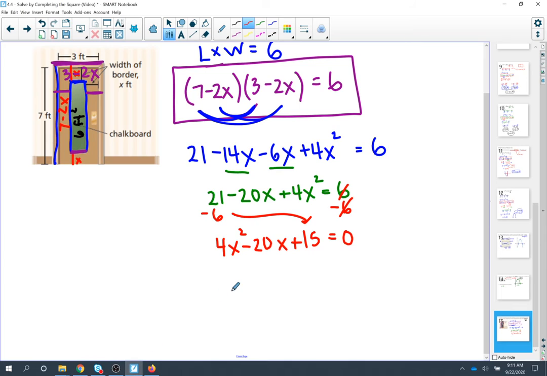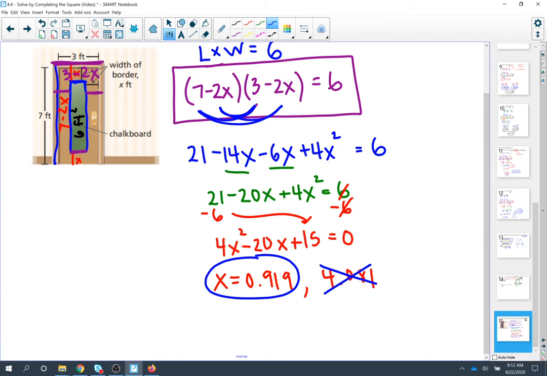If I come back over here and I have both of my solutions, x equals 0.919 and x equals 4.081, take a look over at your door. X is representing the width of the border. Which one of these won't work and why? And the answer to that is the 4. The width of the border at 4 can't be more than the width of the door, which was 3. So that's telling me that the width of the border has to be 0.919 feet.